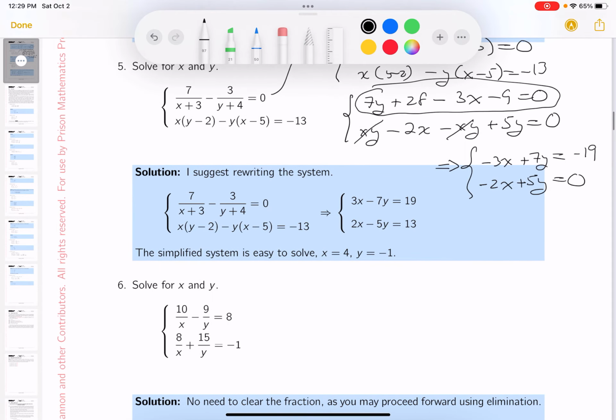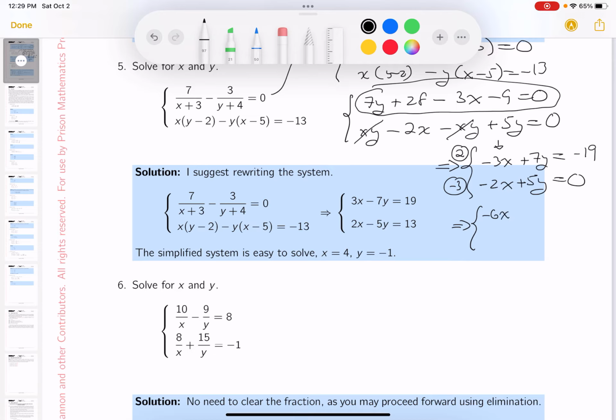Now, you can say I like comparisons. I like substitutions. You decide what you like. I just like elimination. And I'm going to eliminate the x's. And what's that going to be? The LCM would be 6. So I'm going to multiply the top equation by 2 and the bottom equation by minus 3. Let's go through that.